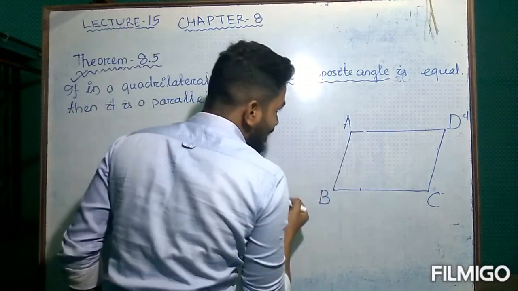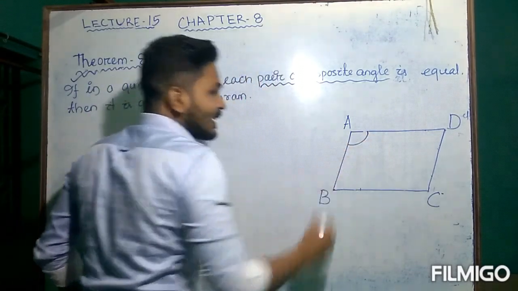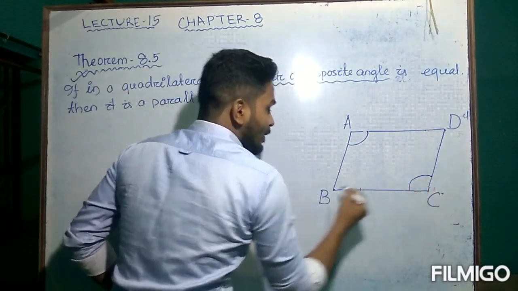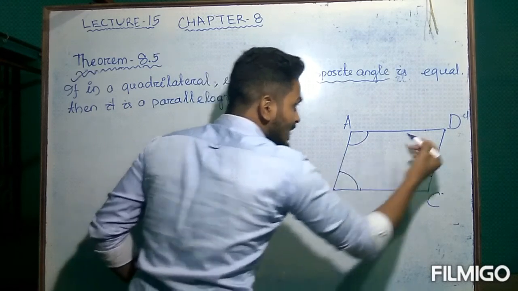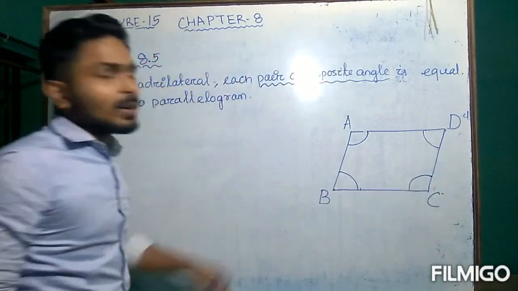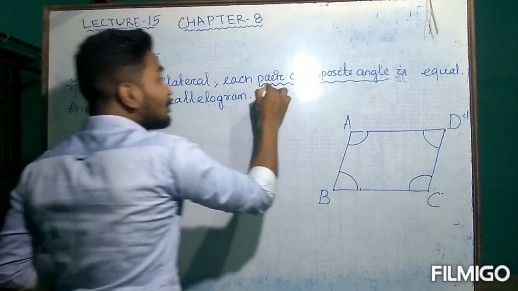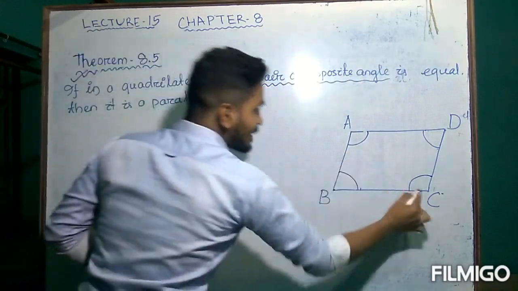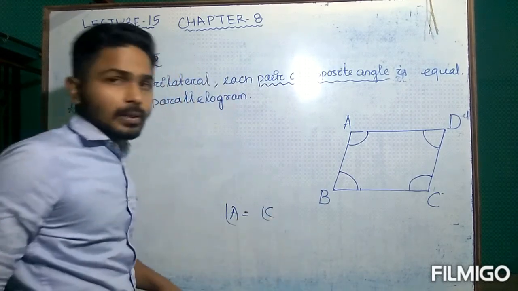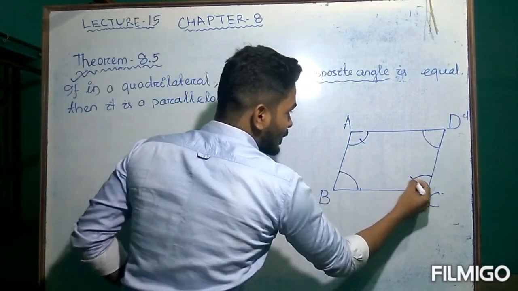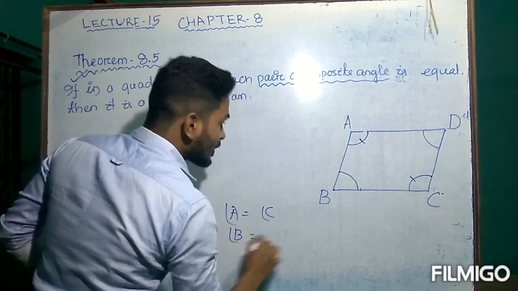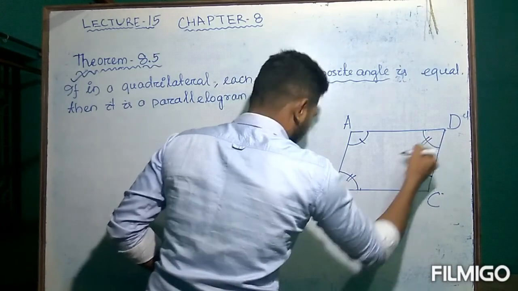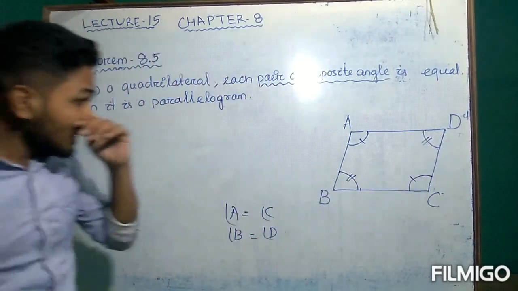If A is an angle, then its opposite angle is angle C. Similarly, if B is an angle, then its opposite angle is angle D. According to the statement, the pairs of opposite angles are equal. It means angle A is equal to angle C, so this angle is equal to this angle, and angle B is equal to its opposite angle, angle D. Understood? So it is given.